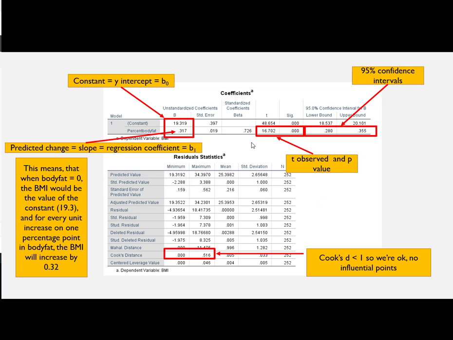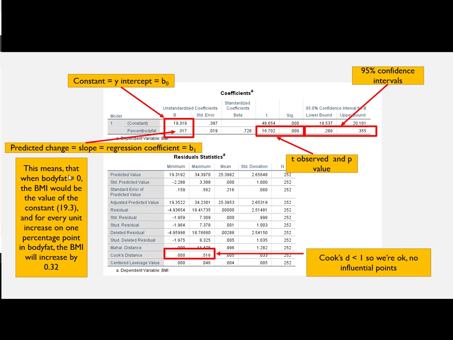All right, so we have a lot going on here. So the first thing to look at is we know that we had a significant ANOVA test, right? So we do know that our regression equation is significant. Now we want to find out what is significant. All right, so this is our predicted change, the slope, the regression coefficient, the beta 1, which is 0.317. These t-values are the observed t and p-value for each predictor, right? And they're both significant. And then these are the confidence intervals. We come down here and we look at Cook's, and it's 0.516. We're less than 1, so we're okay. We don't consider those influential points.